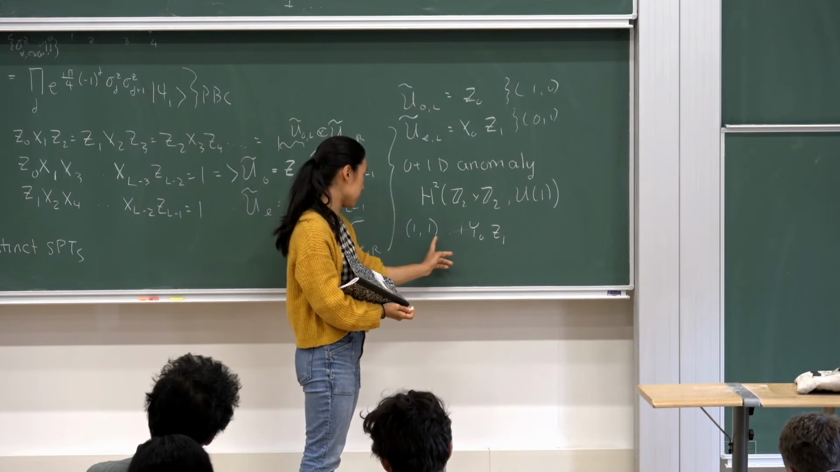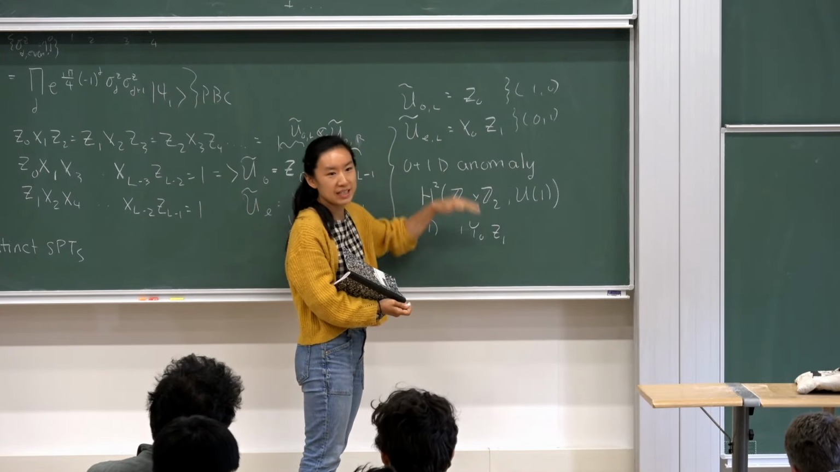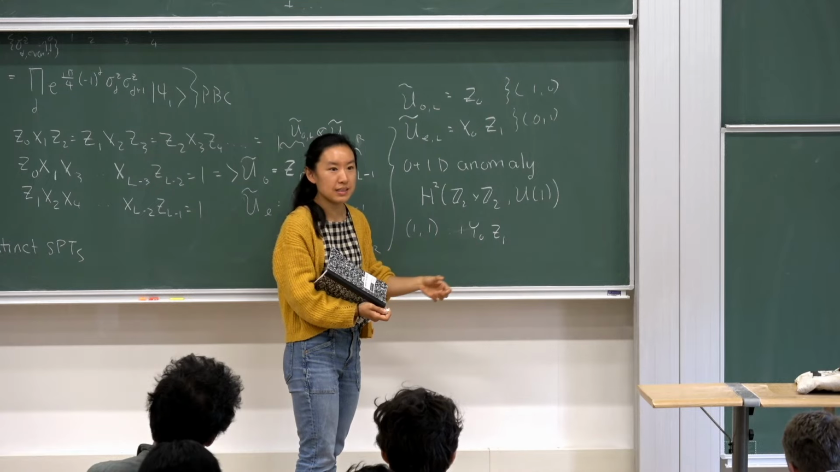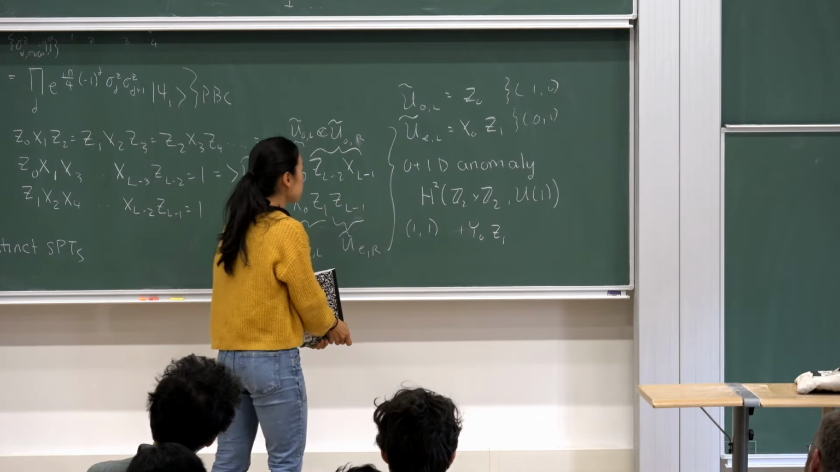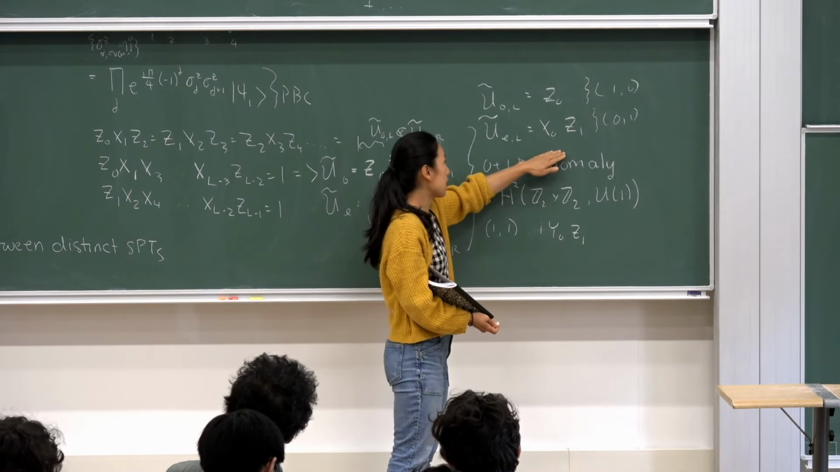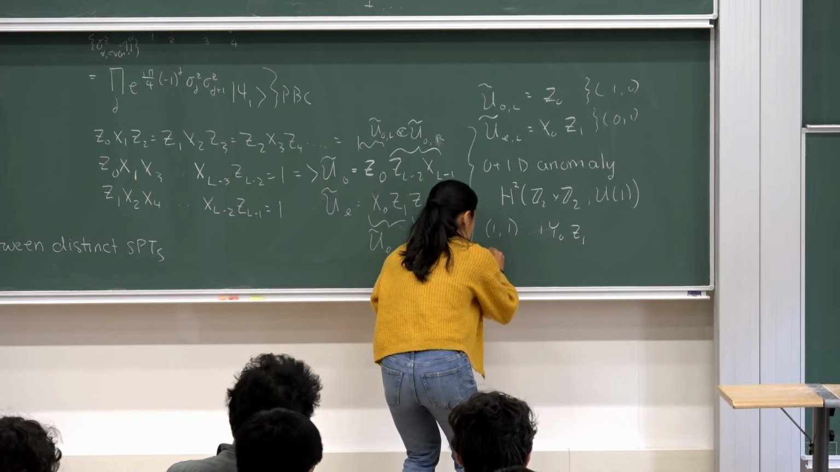If I chose my 1, 1 element to be actually minus this one, then I find that this times this is minus the 1, 1 element. So in either case, you get a projective minus 1 phase. And then you can also say that you can take the commutator. So this guy times this guy times this guy dagger times this guy dagger should give you like omega.